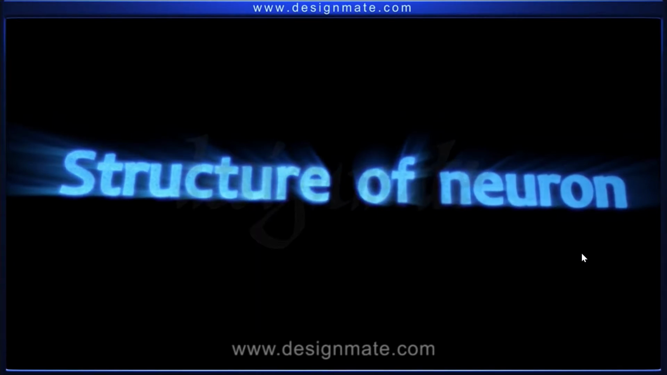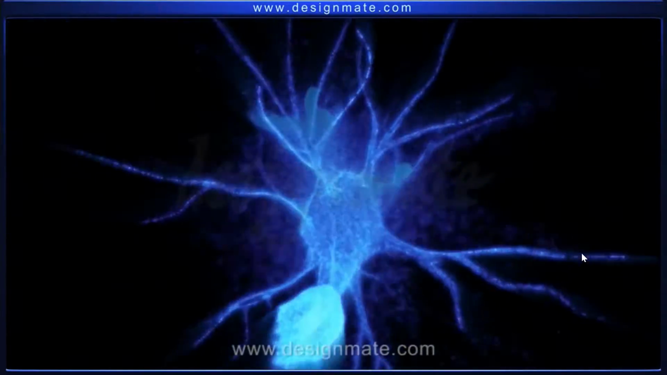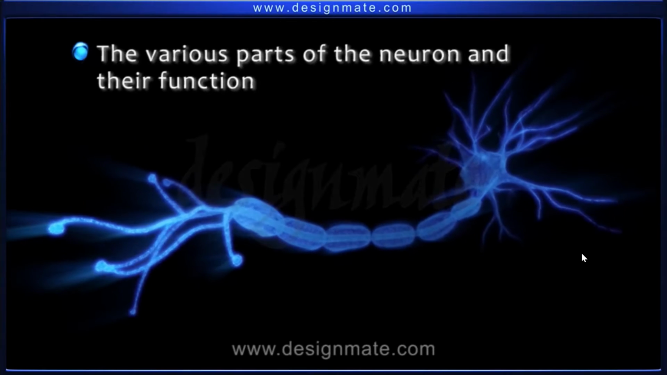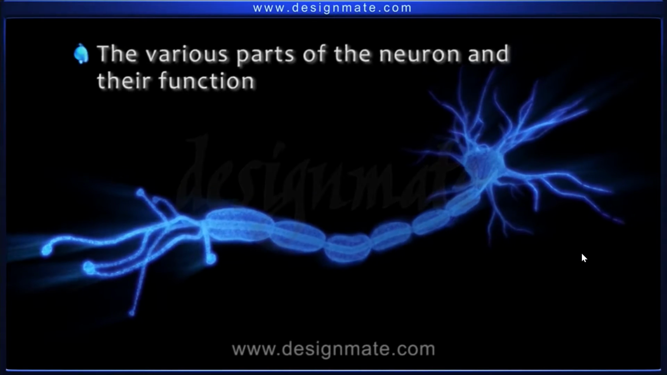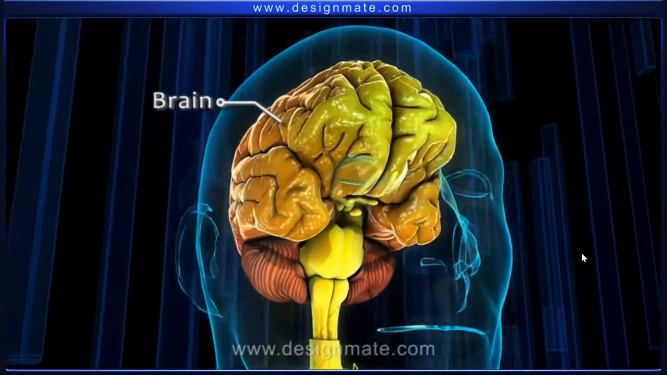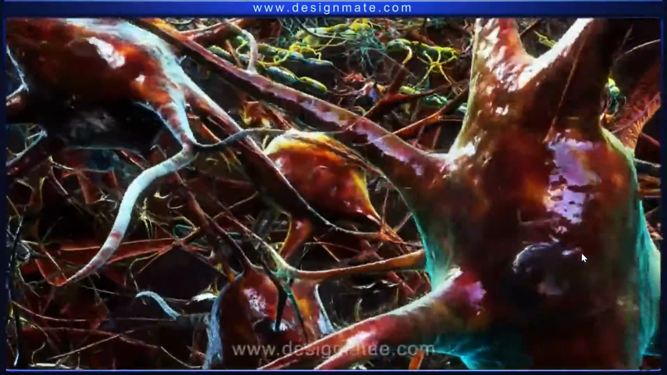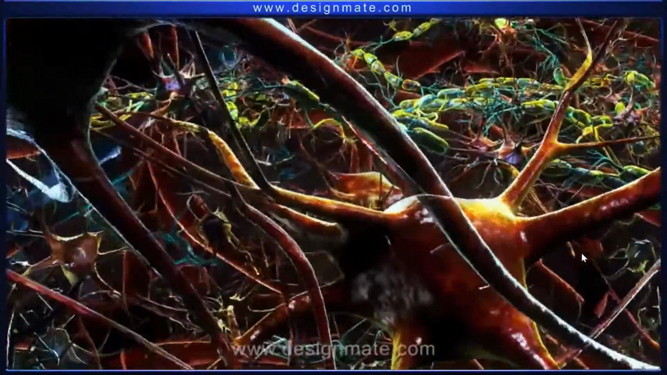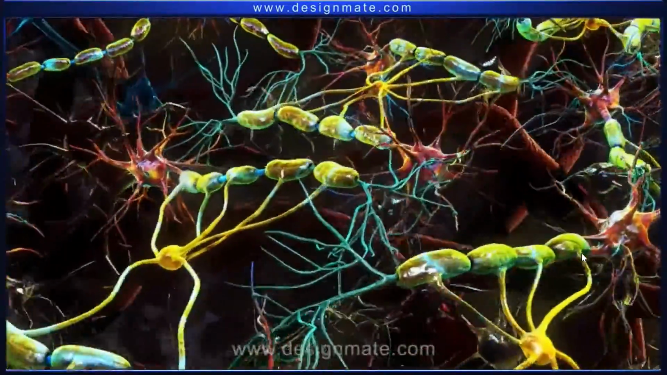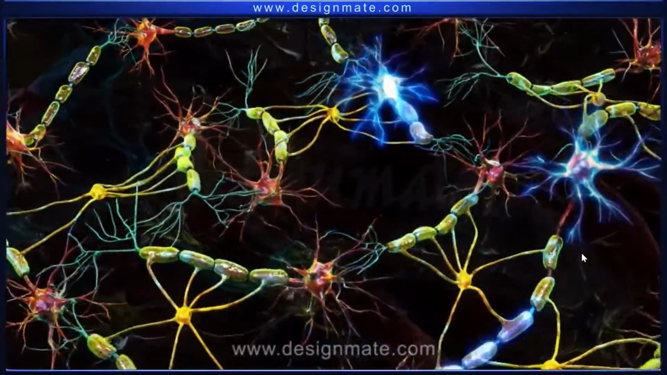Structure of neuron. To learn about various parts of the neuron and their respective function. In human beings, brain is the center of the nervous system. A magnified view of the brain shows a network of neurons. The neurons play a vital role in the transmission of nerve impulses.